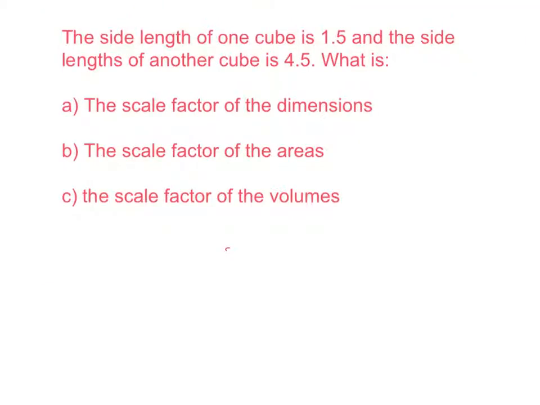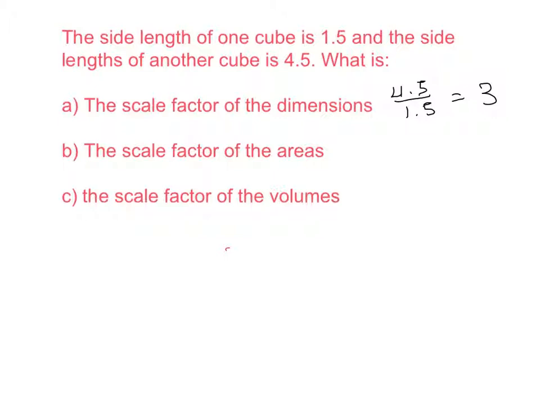All right, so here we have it. We have the side length of one cube is 1.5, and the side length of a second cube is 4.5. And so the first thing that I want to know is what's the scale factor of the dimensions. So the scale factor of the dimensions, we can just take one side length and divide it by a corresponding side length, and since it's a cube, all of the side lengths are corresponding, so that's fine. So we just divide our 4.5 by 1.5, and we get that our scale factor is 3. This means that each length of our cube will be 3 times as big in the second cube. So the second cube is 3 times as big when you're looking at the lengths.